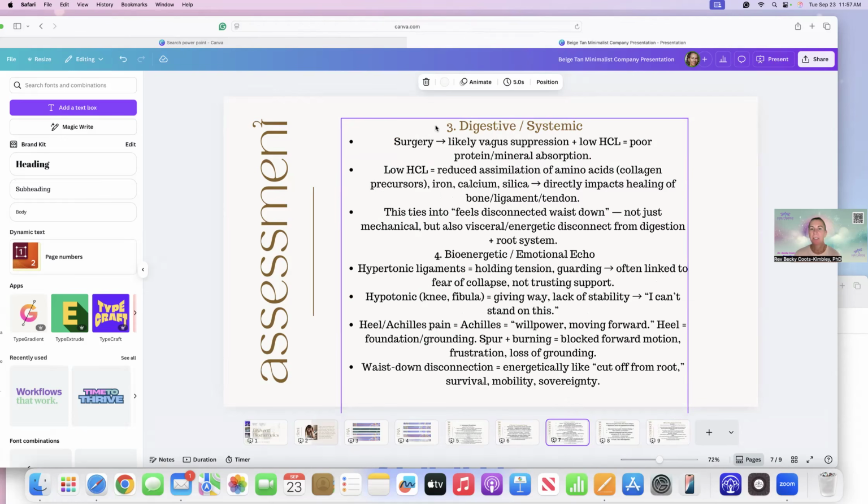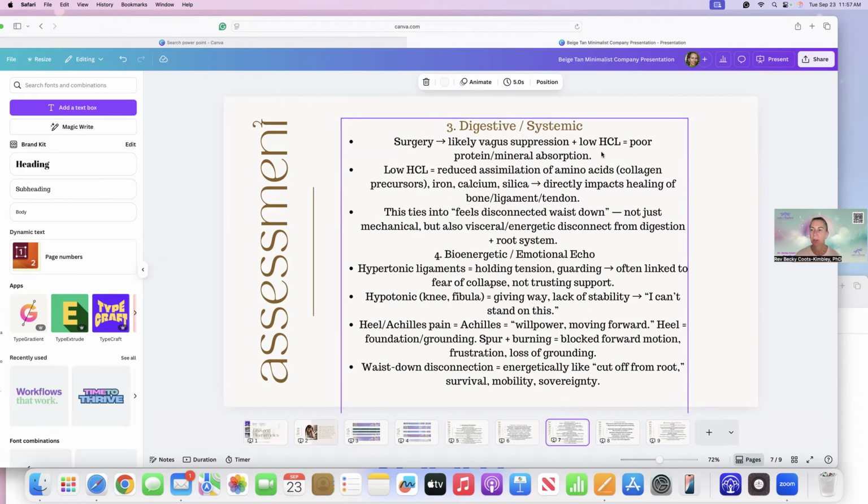Now, from a digestive standpoint, we've had the surgery. There's also going to be some vagus stuff going on as a result of that surgery. There's going to be low stomach acid, which equals poor protein and mineral absorption. Now, the type of surgery this person had, they really can't tolerate HCl.